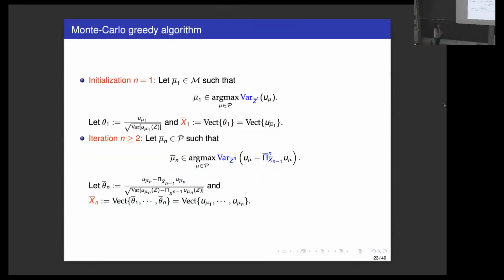Then the Monte-Carlo greedy algorithm consists in considering the greedy algorithm I just told you before, where all the variances are replaced by these empirical variances associated to the collection of samples Z bar 1 in the first iteration and to the collection of samples Z bar n in the nth iteration. The parameter values that will be selected will be random variables, which depend on the different samples chosen at each iteration, and they will be denoted by mu bar 1 up to mu bar n.